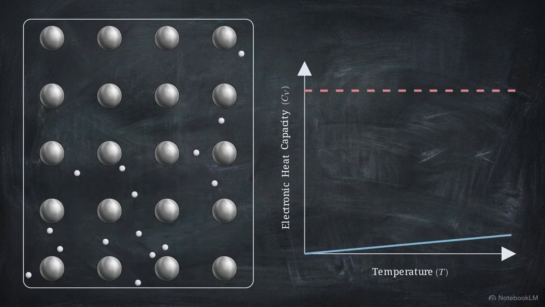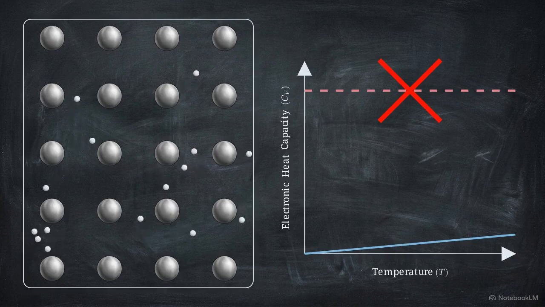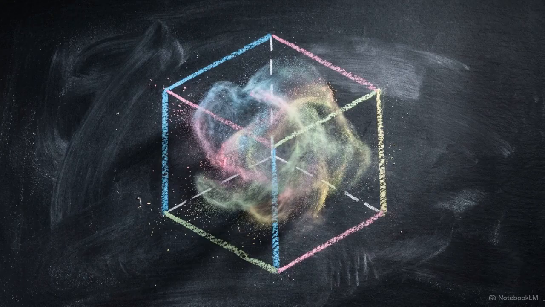Experimental data revealed a different reality. The actual heat capacity is orders of magnitude smaller and follows a slight linear slope. The classical prediction failed to match the physical evidence. Classical physics does not account for the internal mechanics of electrons in solid metals.